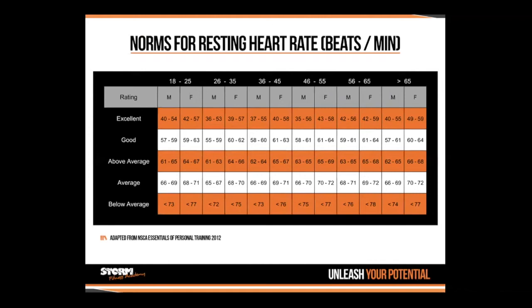But the data does show that it changes depending on the person's age and gender. This is taken from the Essentials of Personal Training, the National Strength and Conditioning Association book, and they've got some more specific results here. So this is a table that you could use if you wanted. It just shows that when you measure someone's resting pulse, you can then use the scale. So if I do mine, I think mine this morning was something like 55.